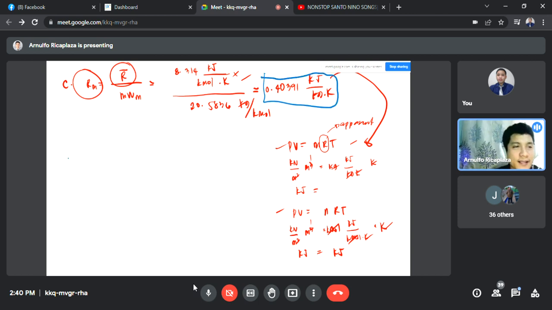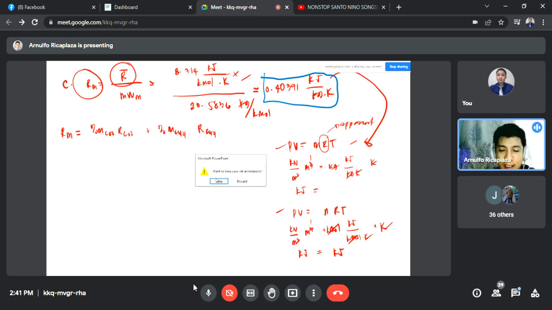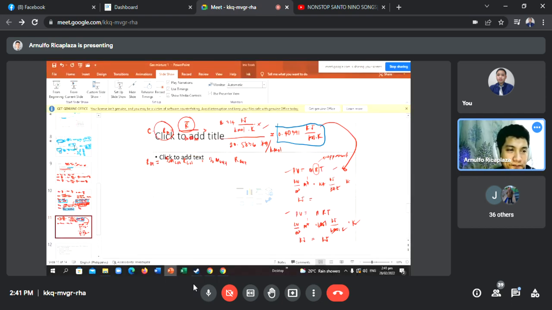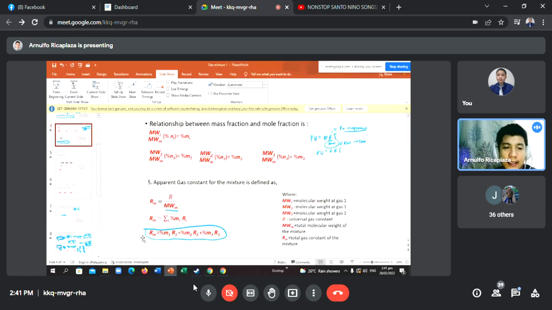Okay, guys, let us solve it using another formula for finding the R_m. Other formulas: the percent mass of the CO2 times the R of the CO2, plus the percent mass of the CH4 times the R of the CH4. Where did this come from? Let me review. This formula is the percent mass of any gas times R1 for gas 1, then percent mass 2 times R2. Let us try if the result is the same.